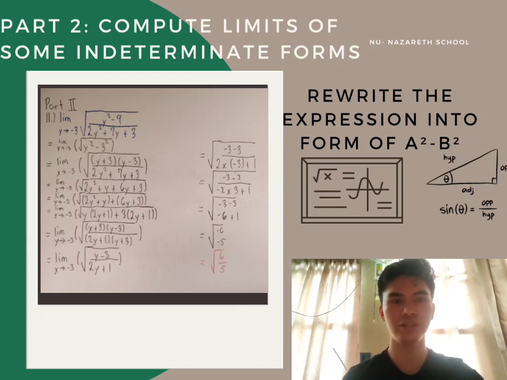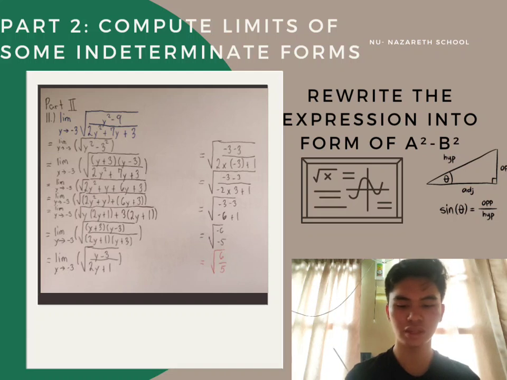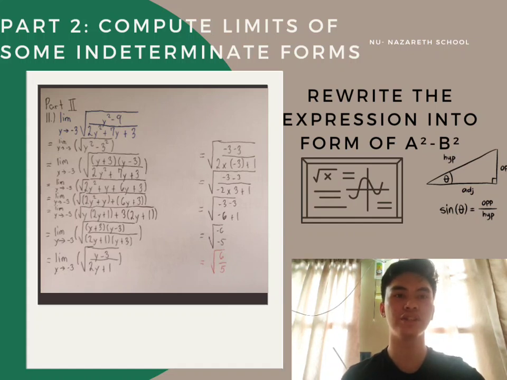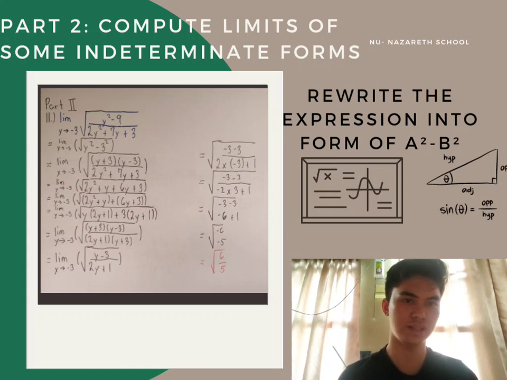Limit of y approaches negative 3, open parenthesis, square root of y squared minus 3 squared, close parenthesis. And I just factor the expression using a squared minus b squared equals open parenthesis a plus b close parenthesis and open parenthesis a minus b close parenthesis.